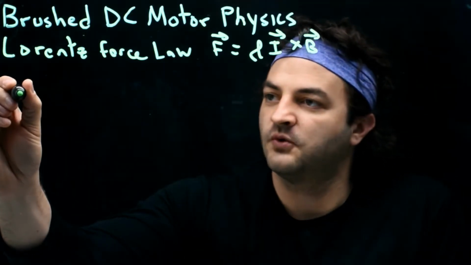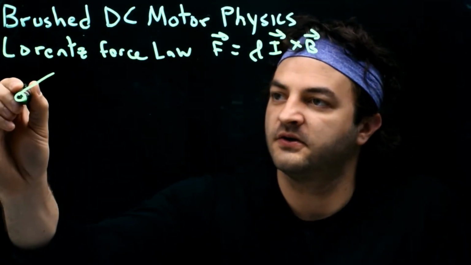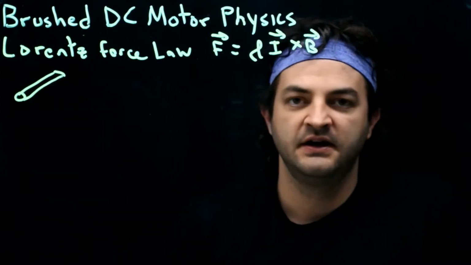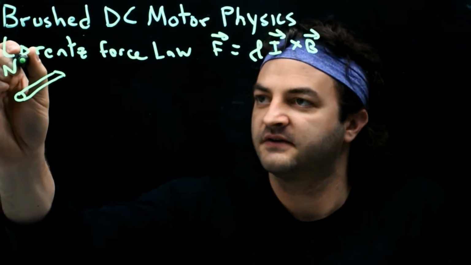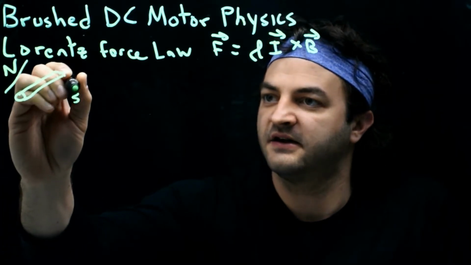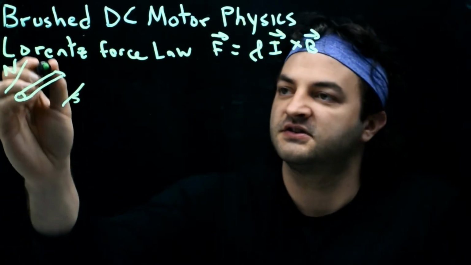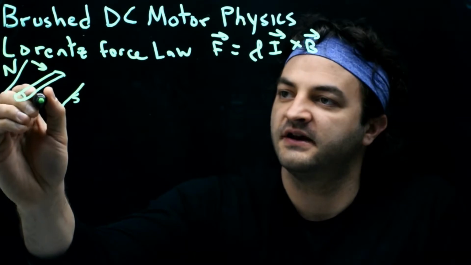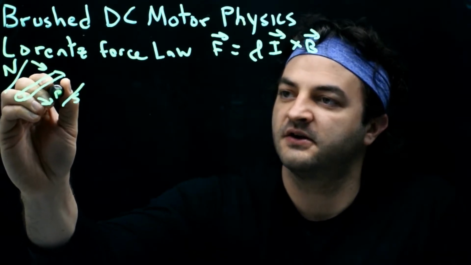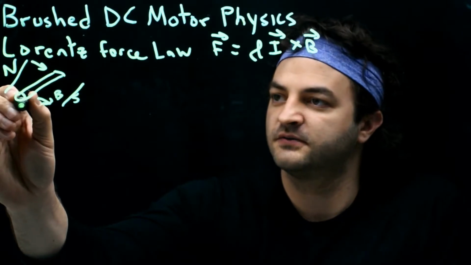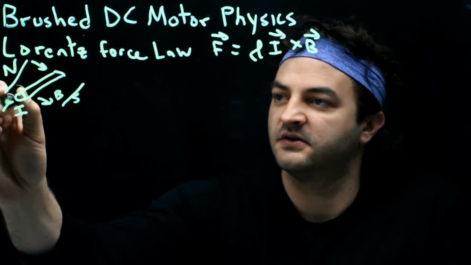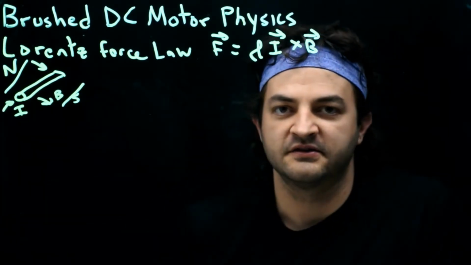So let's say that we have a wire, and the wire is our conductor. And I don't know, for some reason, we've put it in a magnetic field. So I've got a north magnet and a south magnet, such that there are magnetic field lines going from north to south. So that's our field line B. And I will put current through this conductor. So going into this wire is some current.